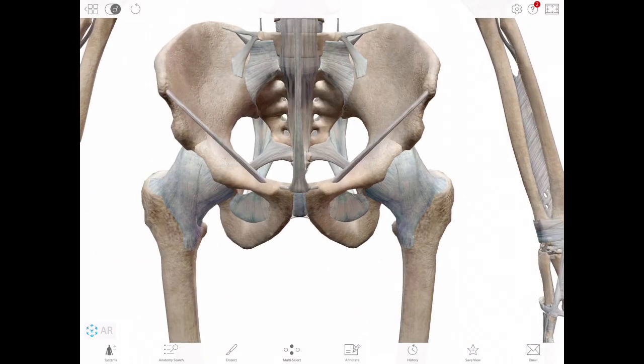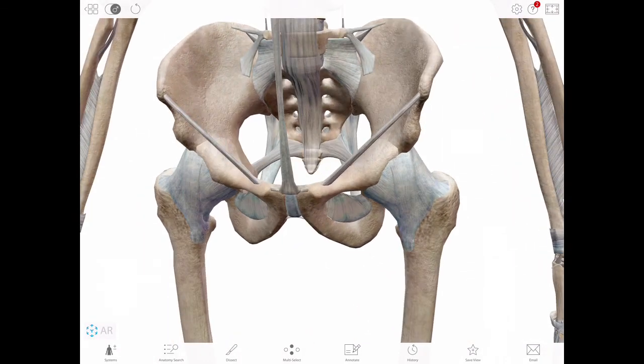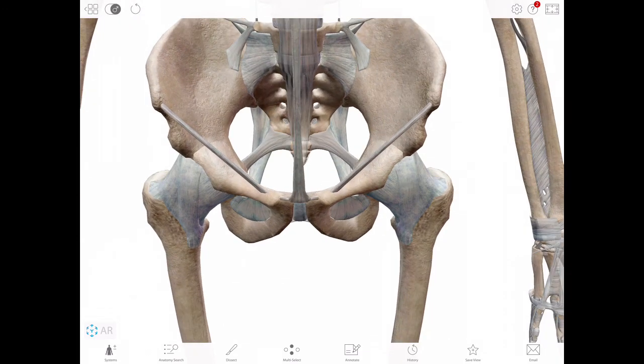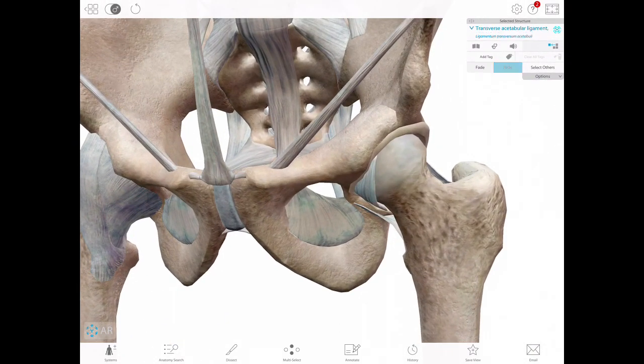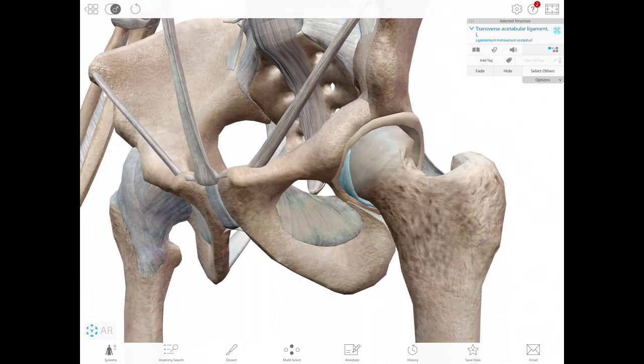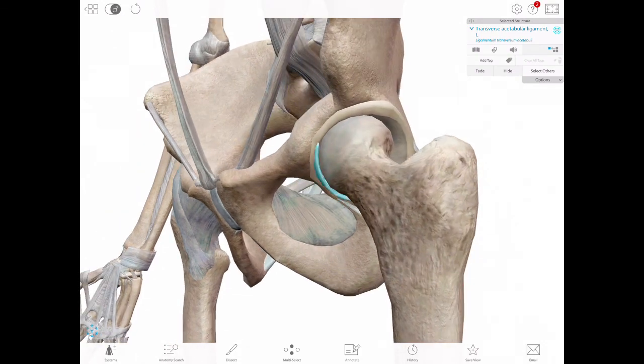Well, if you know where the acetabulum is, I believe we're going to have to remove these in order to get to that. So that is the transverse acetabular ligament. And if you remember, this is the acetabulum.